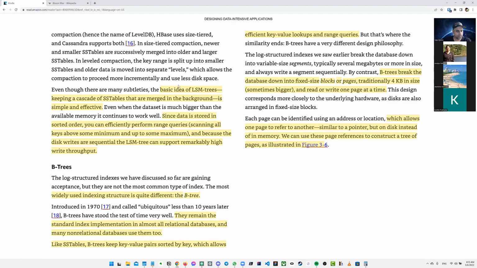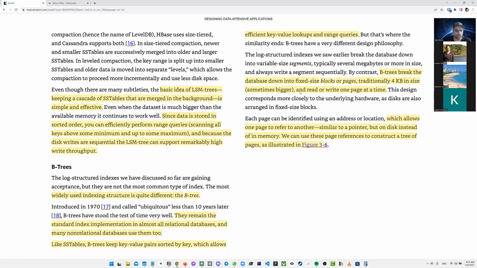Yeah, correct. They're pretty much the standard in all relational databases today, right? And a lot of non-relational databases use them as well. So I think this is what SQL probably has. It says that B-trees keep key-value pairs sorted by key, similar to SS tables, which allows efficient key-value lookups and range queries. But then they have a different design philosophy. Basically, they break databases down into fixed-size blocks or pages, traditionally 4 kilobytes in size.